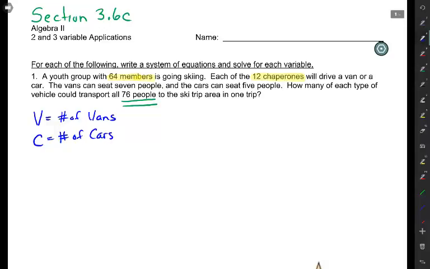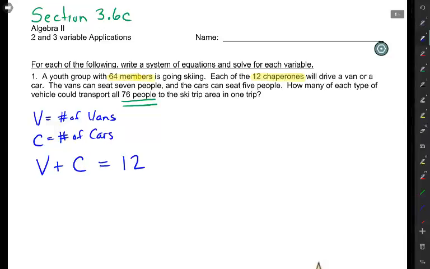Okay, so how many chaperones do we have? 12. What kind of equation can we make with regards to 12? Remember, what does V represent? The number of vans. What does C represent? The number of cars. Okay, so let's just make an equation. V plus C equals 12. That's it.